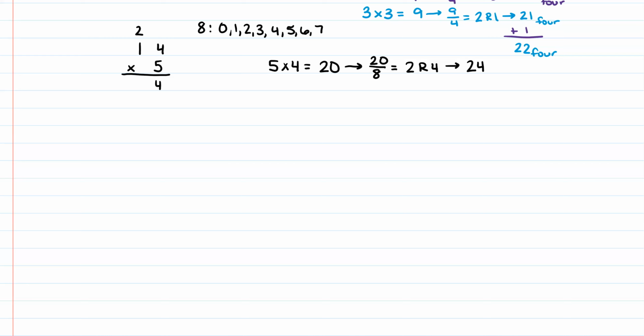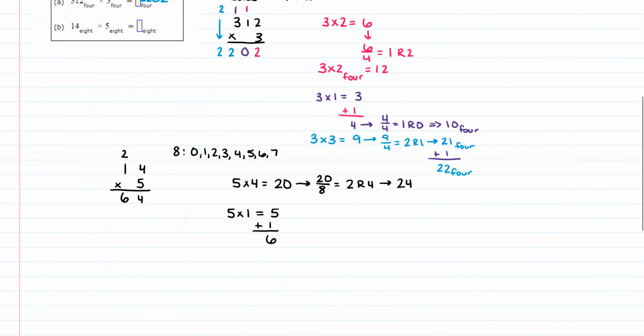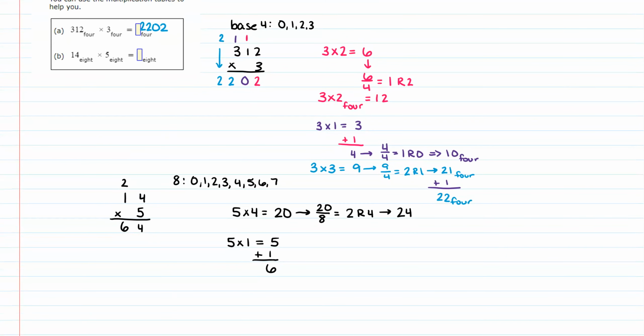Now I'll do 5 times 1. So that makes 5, which is allowed. So I have to then plus 1 to it, which makes 6. And 6 was allowed. So it's a one-digit number, 6. So 1, 4 times 5 in base 8 is 6, 4, base 8.